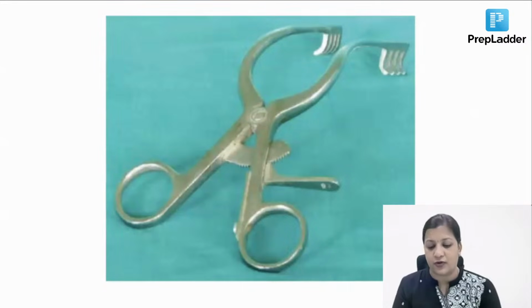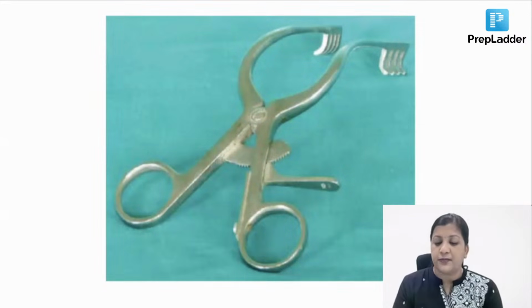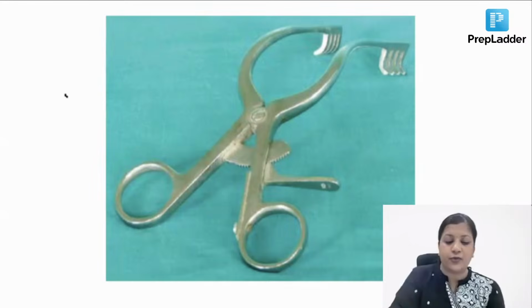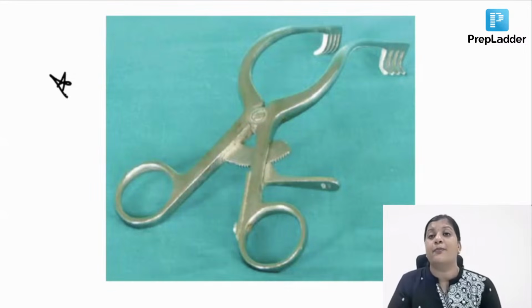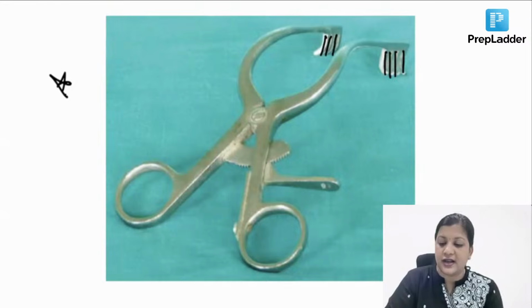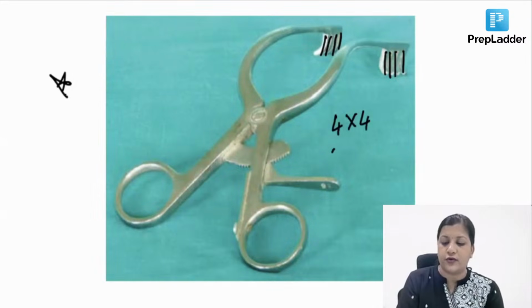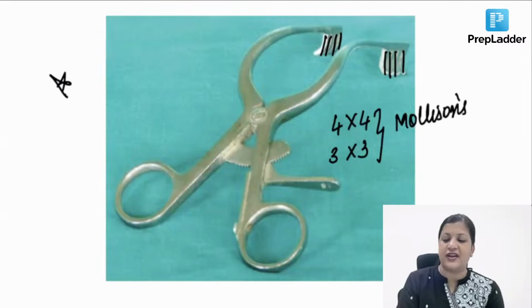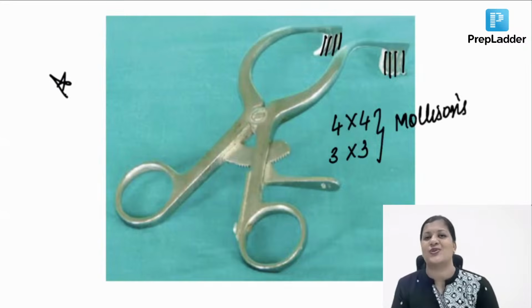That is not very important. So whenever you have a retractor, very, very important is to identify the blades. Whenever you see there are 4 prongs on one side, 4 prongs on another side, so if it is equal prongs, 4 by 4 or 3 by 3, what will you call it as? You will call it as Mollison's self-retaining hemostatic mastoid retractor.